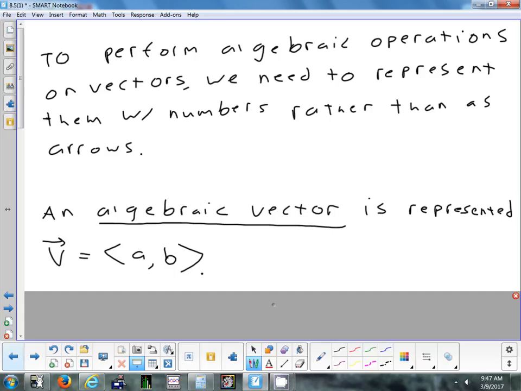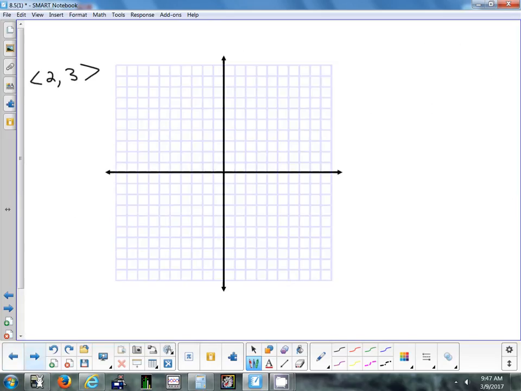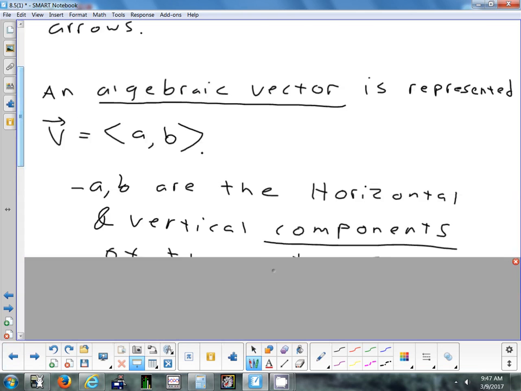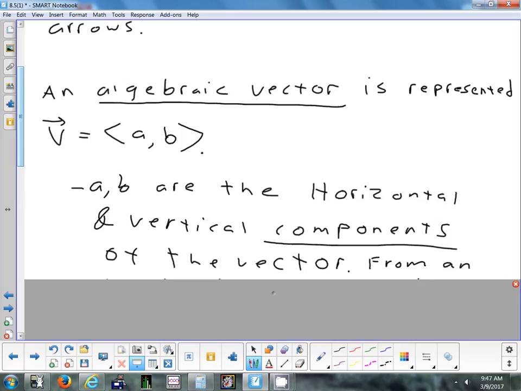And it looks just like this. You have this angle bracket, 2 numbers, and then another angle bracket. There's an actual example of one. That's the vector <2, 3>. Okay? And those 2 numbers basically tell me how to draw the vector. Okay?